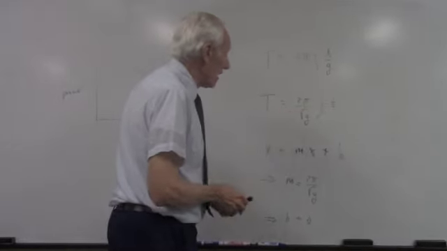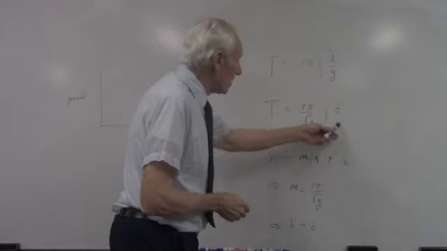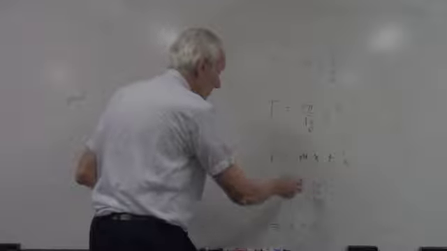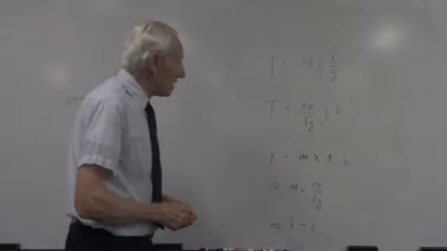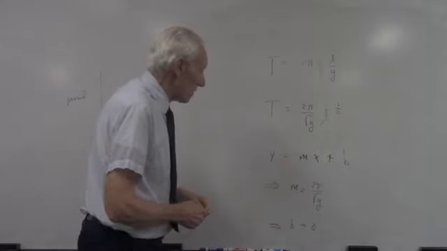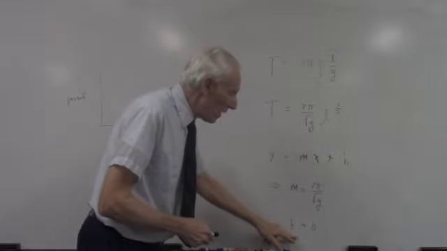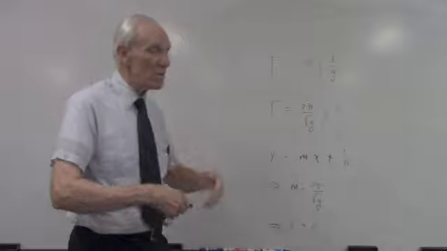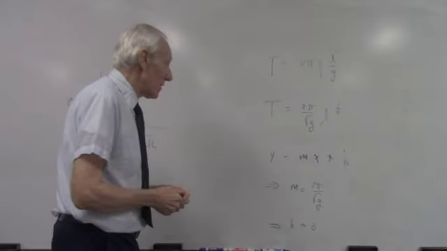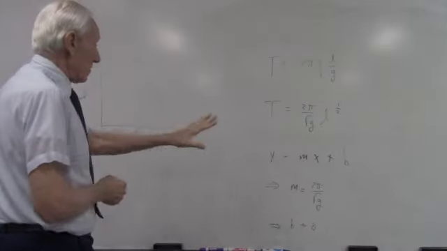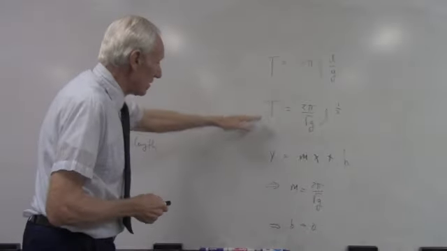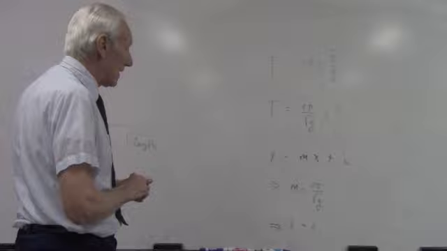And L to the 1/2 is the x-axis. So the slope is 2 pi over the square root of g, and the x-axis is the square root of the length. And the y-intercept, of course, theoretically should be 0. A zero-length pendulum has no period. So we've converted it to looking something like the slope-intercept form of a straight line.